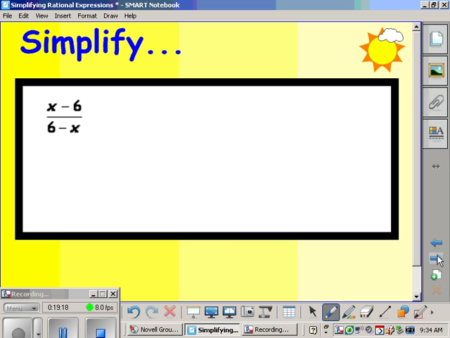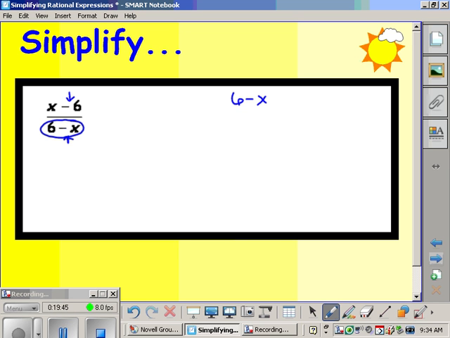Okay, this is the last problem for this lesson. x minus 6 over 6 minus x. Notice those are both binomials and they look very similar. The only thing different is in the numerator, the 6 is negative, and in the denominator, the x is negative. So the question is, could we do any factoring so that we can create matching binomials? And we can. In either one, in fact, but I'll choose the denominator. So over to the side, 6 minus x.